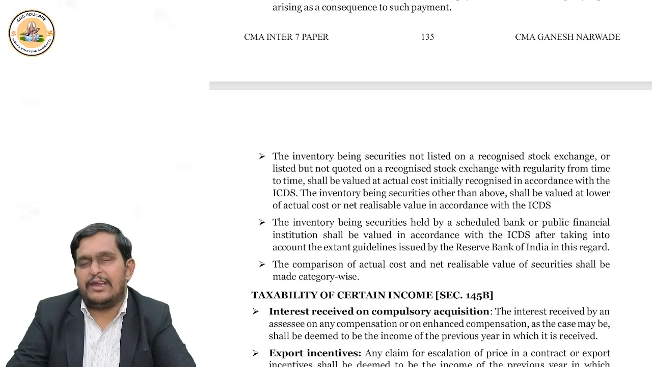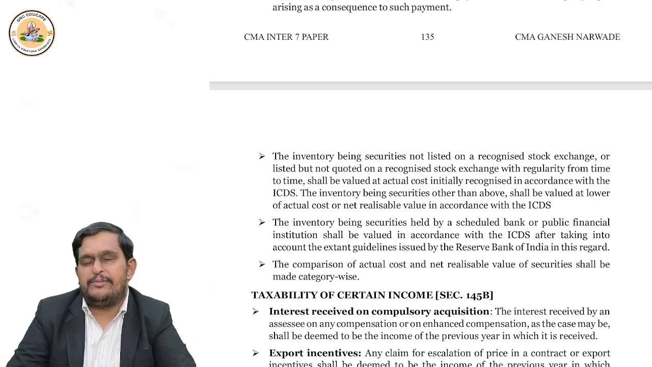So that's why I am telling you, if it is listed and quoted, take the value which is there on the stock exchange. Not listed, or if listed but not quoted, then take the initial value at which it is written. But if it is other securities like debentures or deposit certificates, then cost or net realizable value, whichever is lower, should be the value.